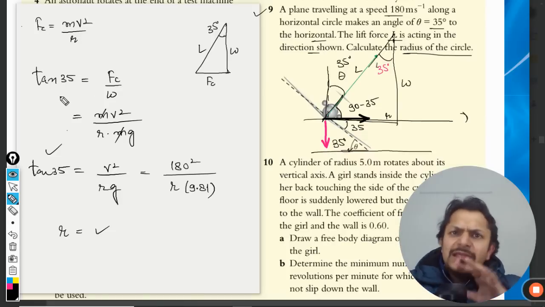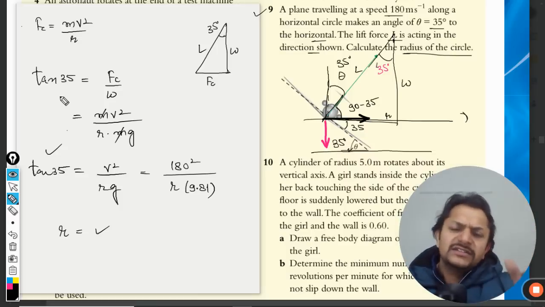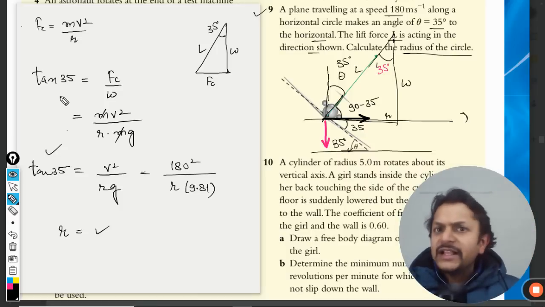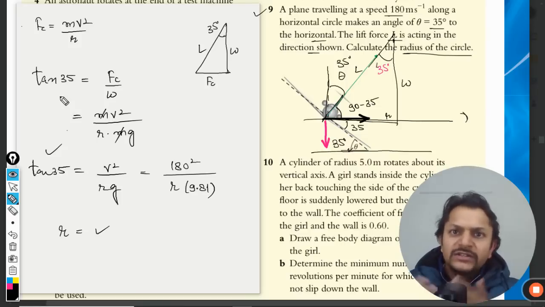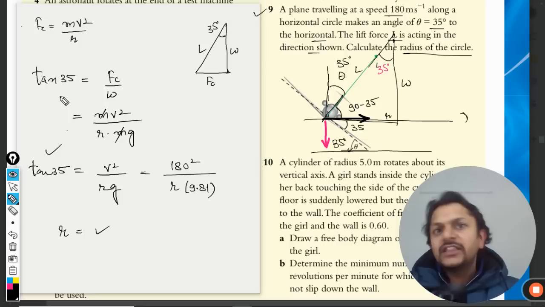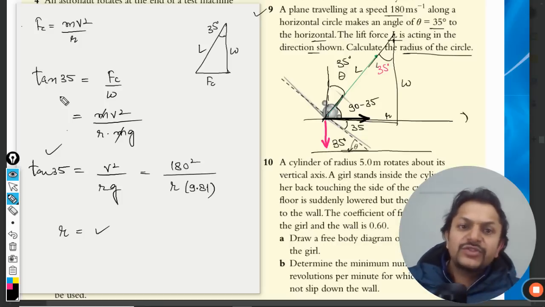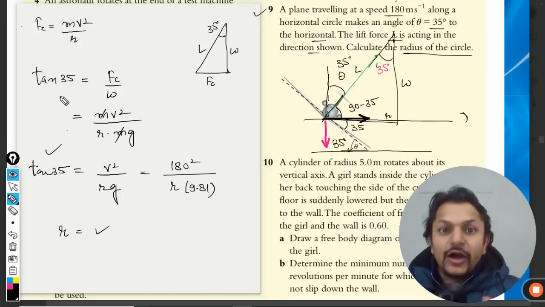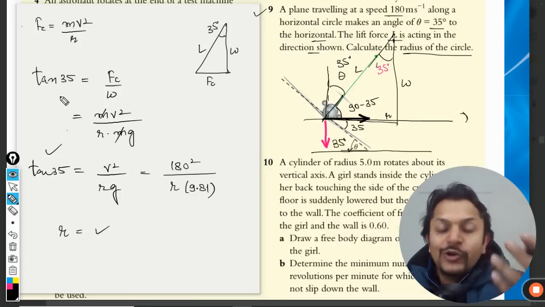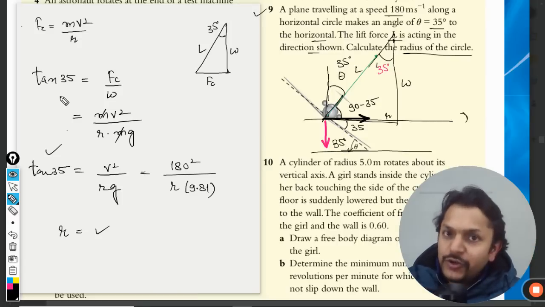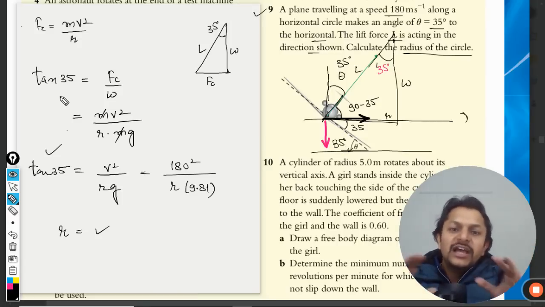There are many methods, many ways. If something else is unknown, like the weight or something else that they want to find, there will be some other method. But for this question, this is how we do it. I've just tried to give you a feel of how these conical pendulum questions can occur in your examination. So this is about horizontal circles.